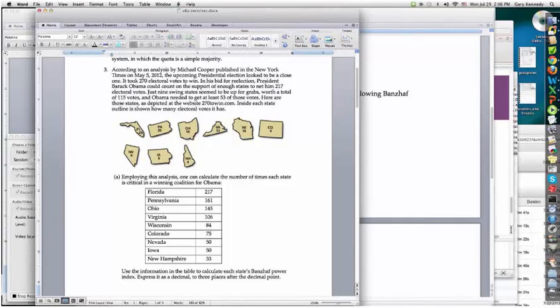I simply tell you the B1, B2, and so on. So for example, B1 is 217. Player 1 is Florida, and Florida was critical in 217 winning coalitions. I give you the numbers for all the other states, and then one of the things I ask you to do in this assignment is, from that, to figure out the Banzhaf power indices. And this should be thought of as a measure of, indeed, how powerful those states were in the upcoming election.